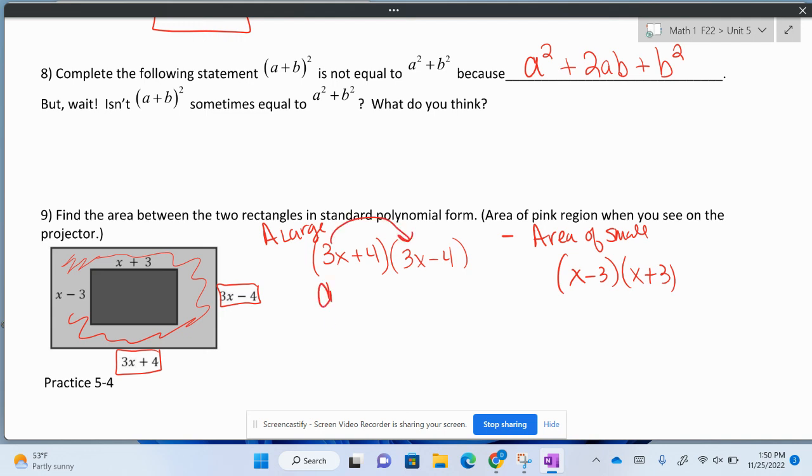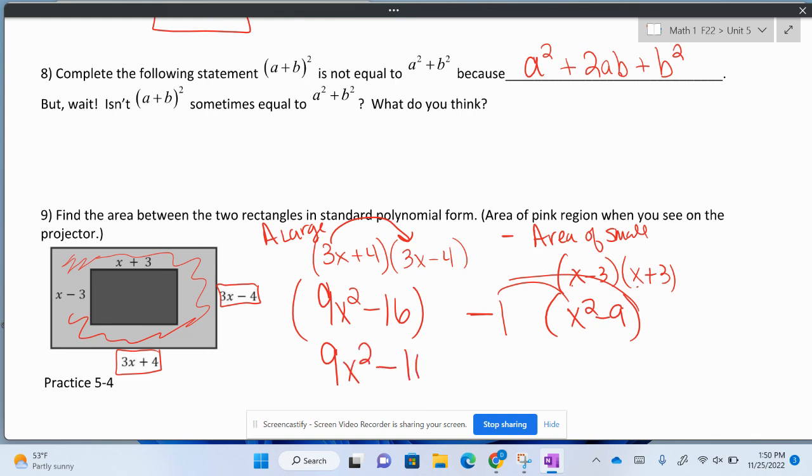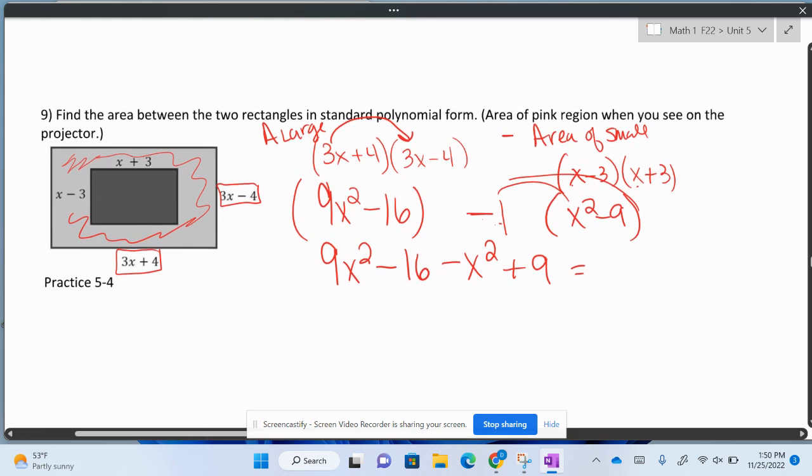So 3x times 3x is 9x squared. 4 times negative 4 is negative 16. X times x is x squared. Negative 3 times positive 3 is negative 9. So I'm going to take the area of the large, and from that I'm subtracting the area of the small. Now remember what happens when you subtract. You have to distribute that negative through. So I really have 9x squared minus 16 minus x squared, because negative 1 times x squared is negative x squared, and negative 1 times negative 9 is plus 9. So I'm going to simplify this.